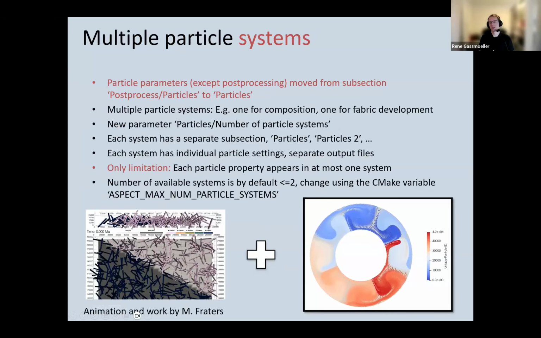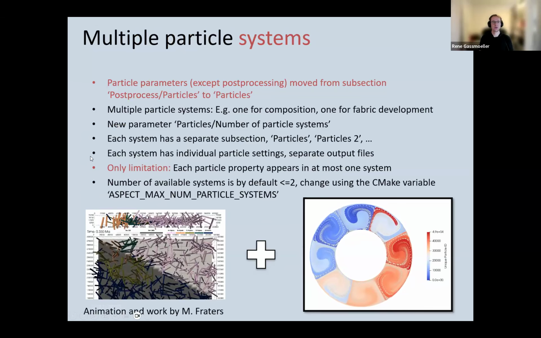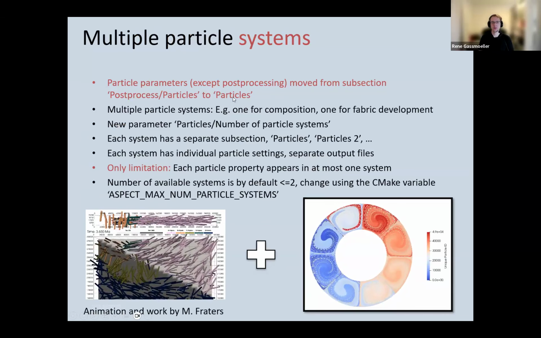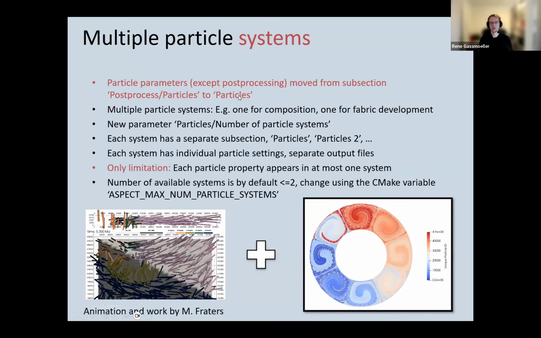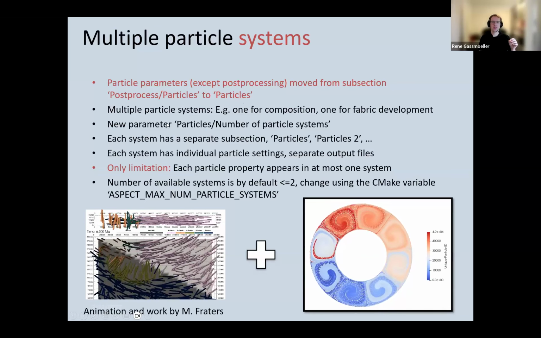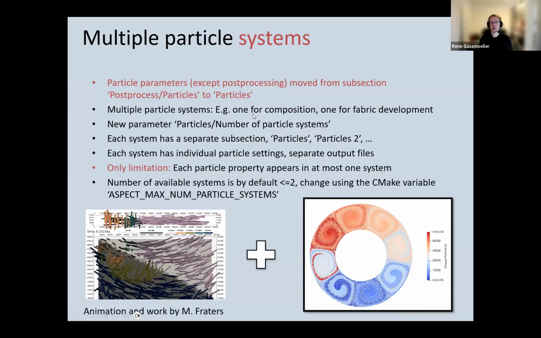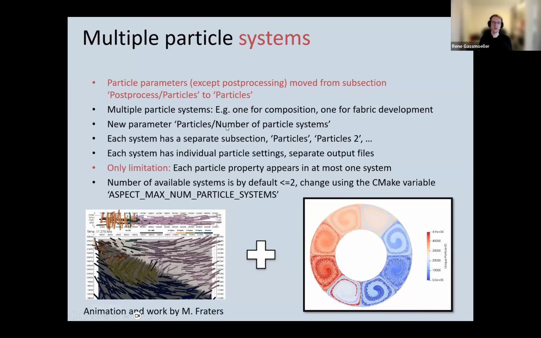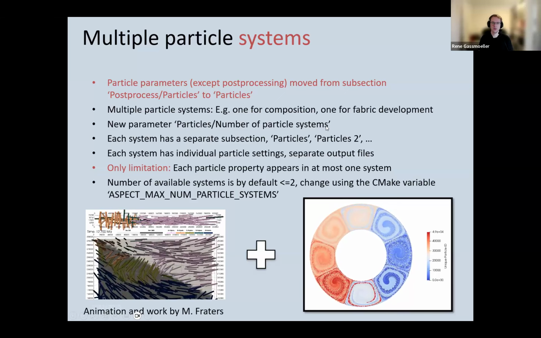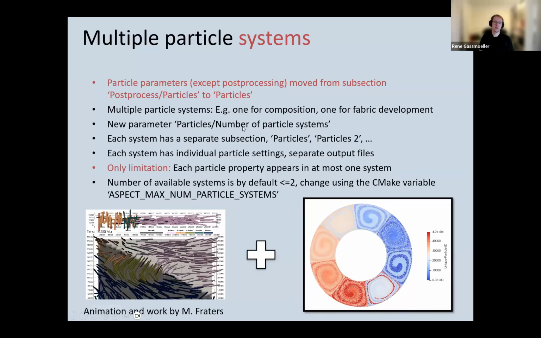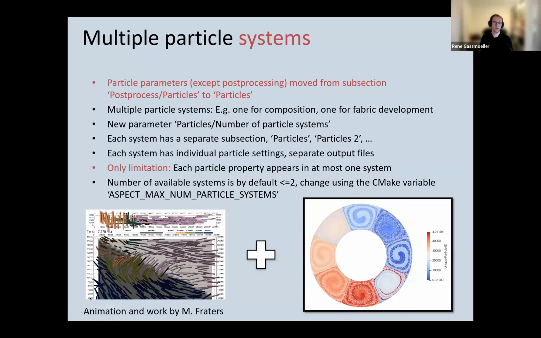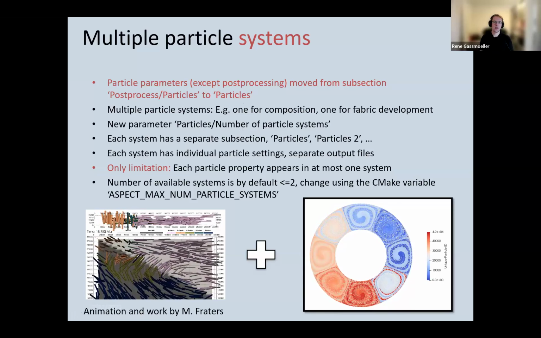The next item that I wanted to discuss was how to use these multiple particle systems. As I already mentioned, most of the parameters about particles moved into a different subsection. But you can also now have more than one particle system. So there's a new parameter in the subsection Particles that's called number of particle systems. And you can set that to a different number. I think by default it's 0. You can set it to 1, 2.